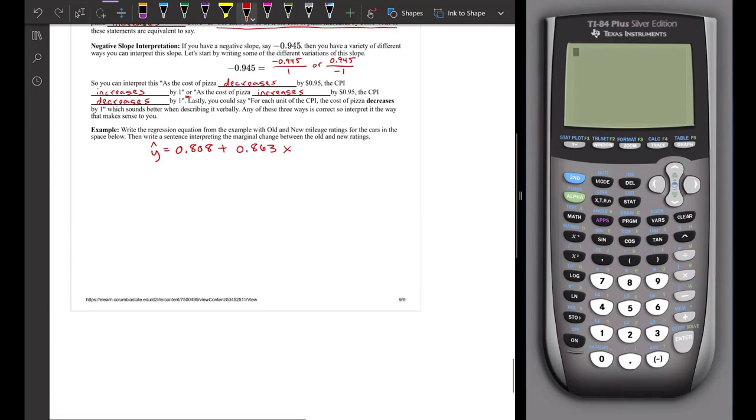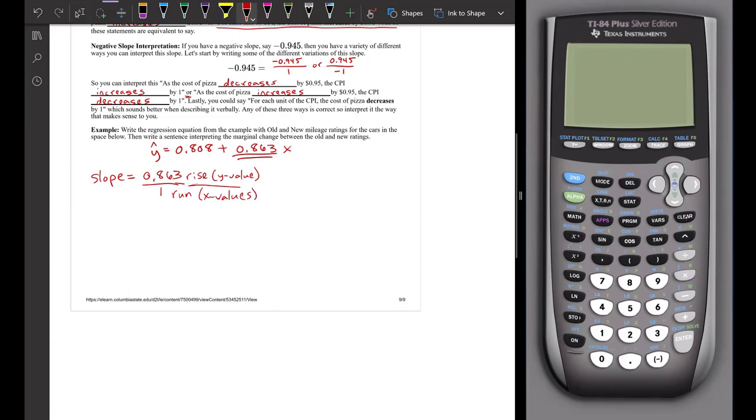Okay, so for our slope, our marginal change right there, how do we write a sentence interpreting that? Well, the slope, just pick it out. Which number is it? It's the number in front of x, so the 0.863. 0.863 over 1. And remember, this is rise over run. So remember, rise is y value over run is x value.